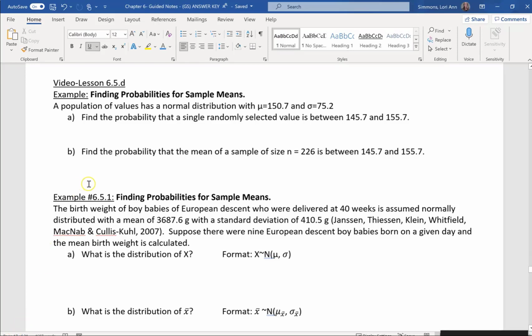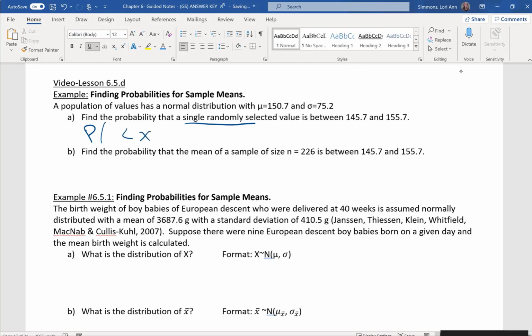Here we have some more examples for finding probabilities for sample means. A population of values has a normal distribution with mu equaling 150.7 and sigma equaling 75.2. Find the probability that a single randomly selected value is between 145.7 and 155.7.